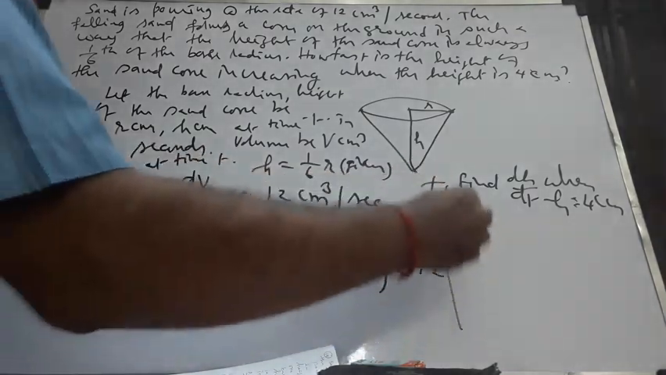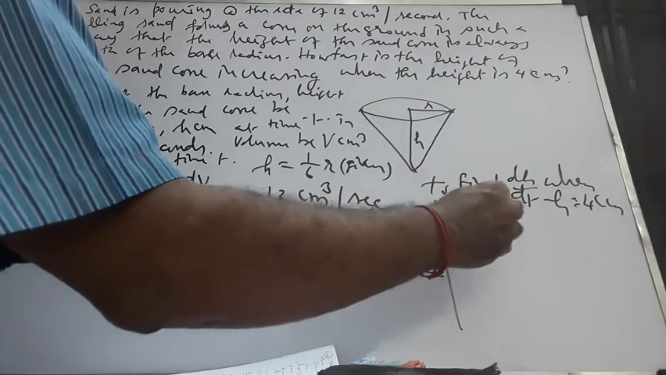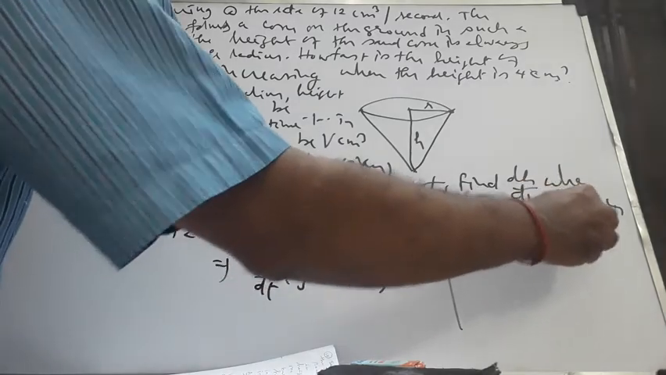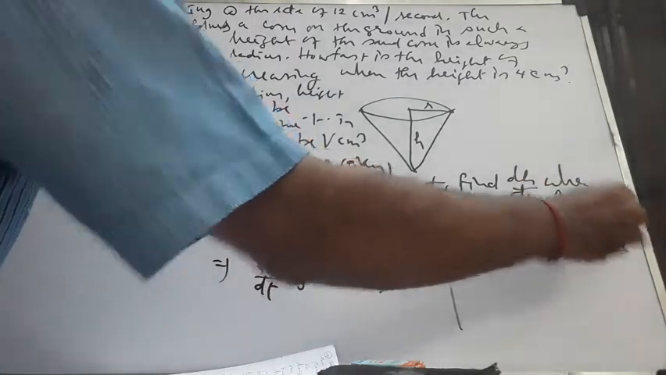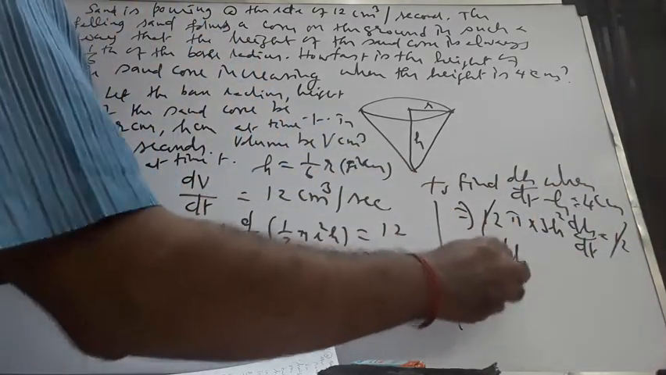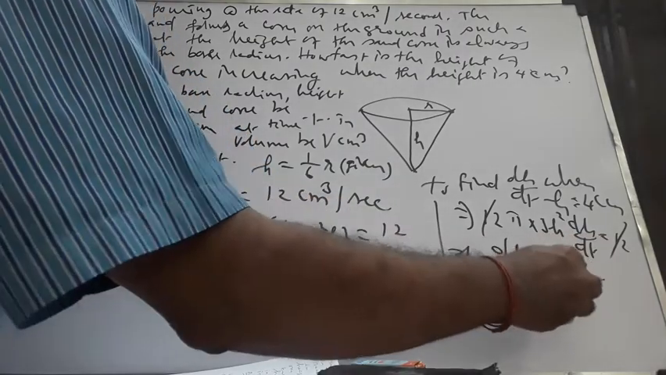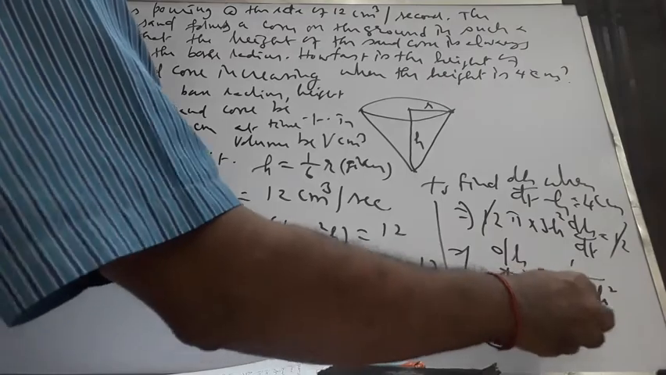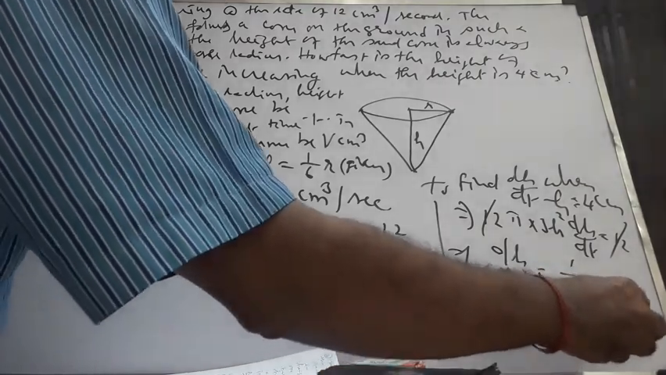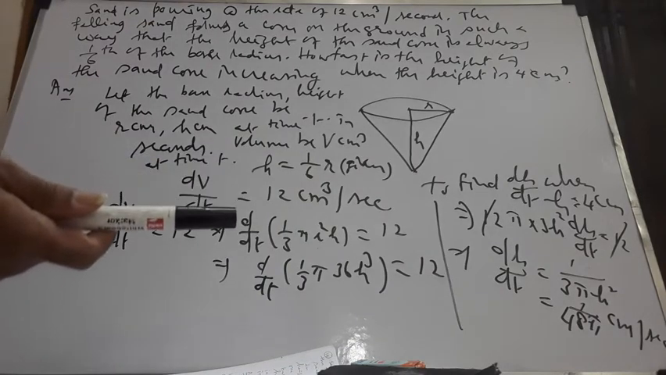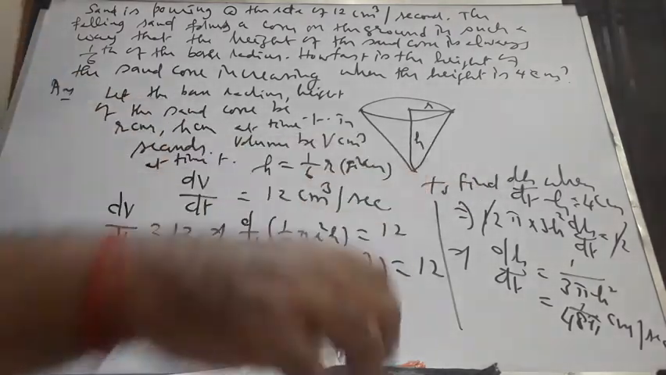Therefore, let me just continue here. This is anyway 12 pi into 3h square dh by dt is equal to 12. This 12 anyway gets cancelled, which implies dh by dt will be 1 by 3 pi h square. That is anyway 1/48 pi centimeter per second. Therefore, you can give it in wordings also. The height is increasing at the rate of 1/48 pi centimeter per second when h is equal to 4 centimeters.